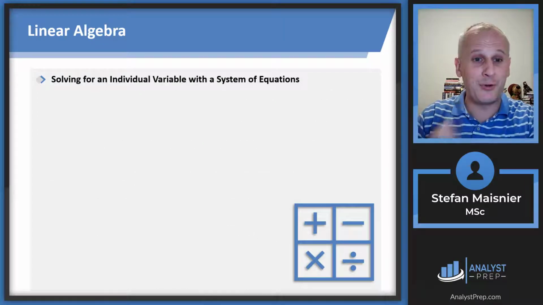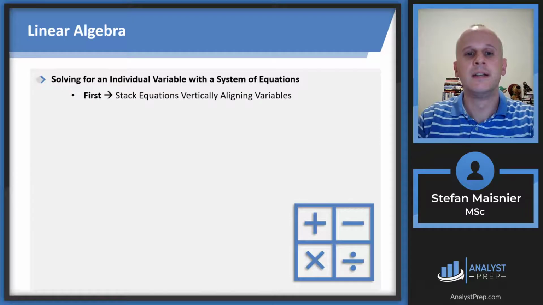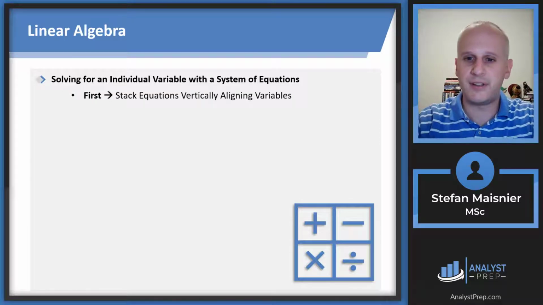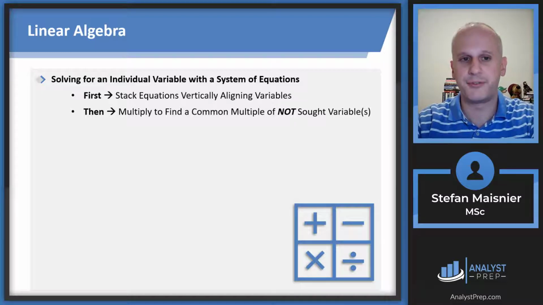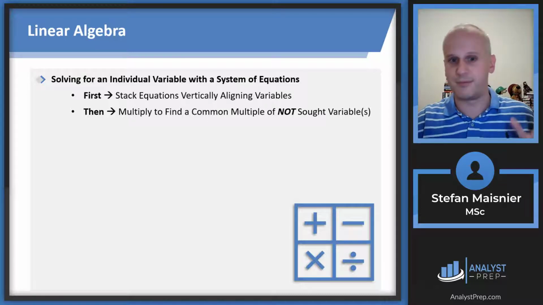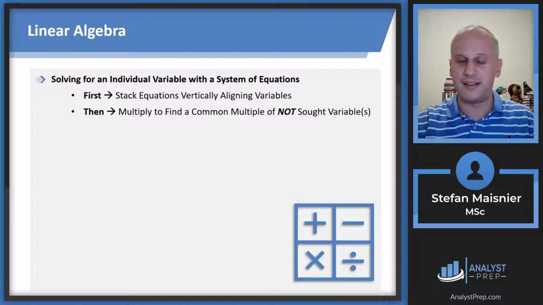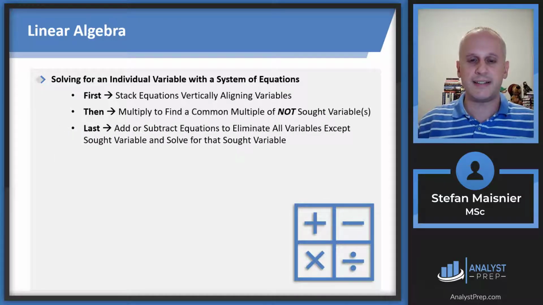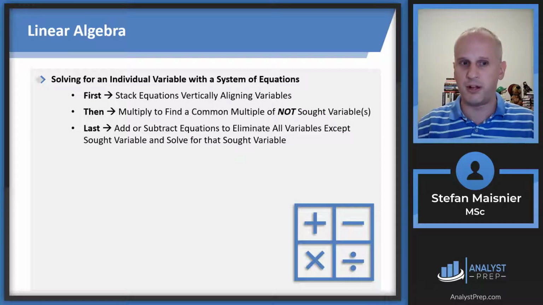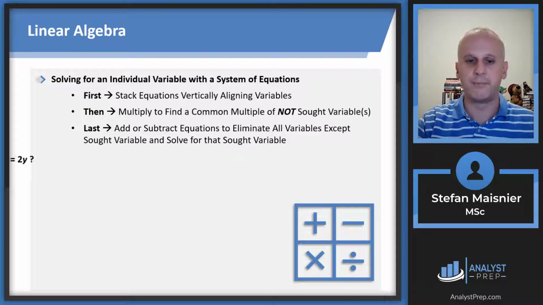So let's go ahead and see how that works in practice. First, you want to stack your equations vertically, aligning the variables. Then you want to multiply to find a common multiple of your not sought variable or variables, because I want to get rid of the ones that I'm not looking for. So go find the common multiple of the things you're not looking for and leave behind only what you are. Then, as your last step, you want to add or subtract your equations to eliminate all your variables except for the sought variable and solve for that sought variable following the order of operations we talked about earlier.